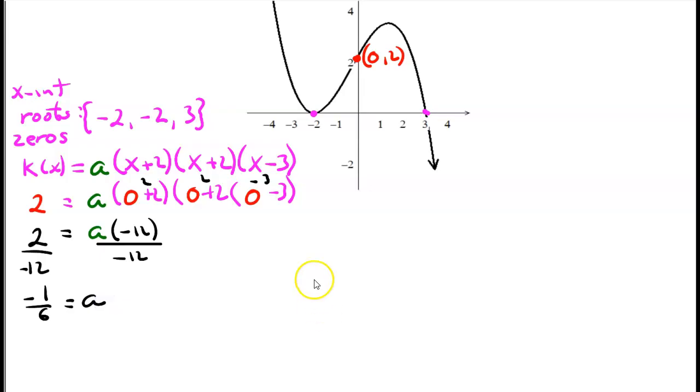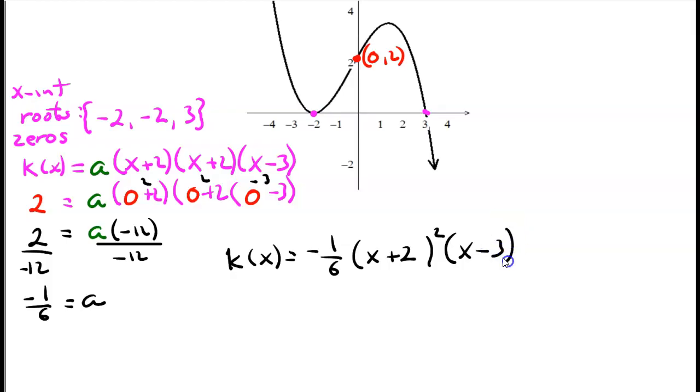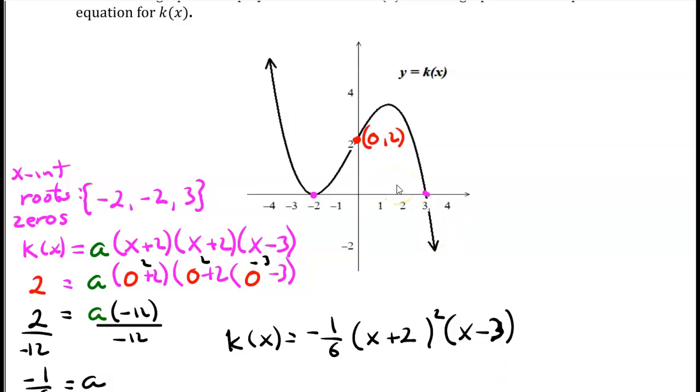So my final function here will be k of x, and exactly this, right? All of this, but I now know the a is equal to this negative 1/6. So we got negative 1/6, and I'm going to do a little shortcut here. Since I have two of these, x plus 2 and x plus 2, I'm going to rewrite that as x plus 2 squared, and then just have the x minus 3 at the end. So that is the full polynomial, and if you were to check this in the graphing calculator, you'd see it matches up with the graph as well. So lots of little algebra that we're practicing here.